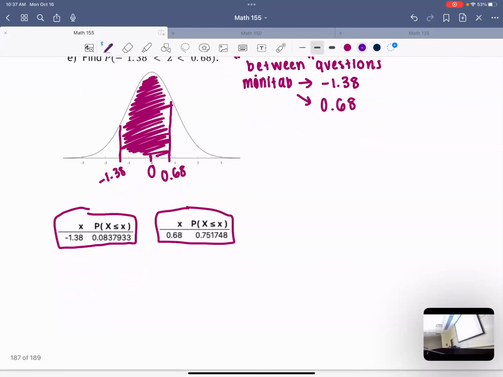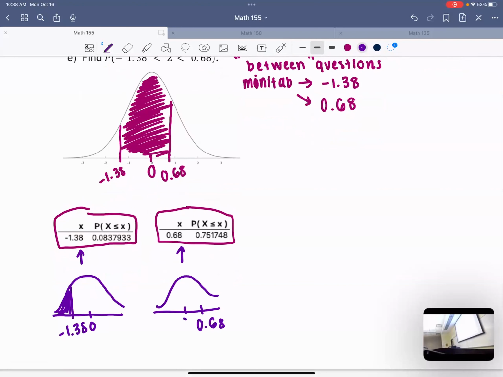Okay. Remember, Minitab can only do less than probabilities. So this probability right here is telling us the probability that we are less than negative 1.38, right? So this is a less than probability here. This one right here is a less than probability of less than 0.68. Okay. So this is this probability.